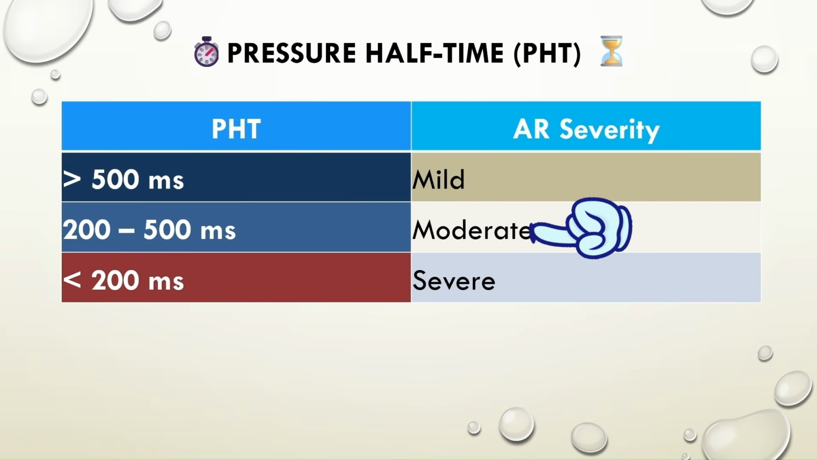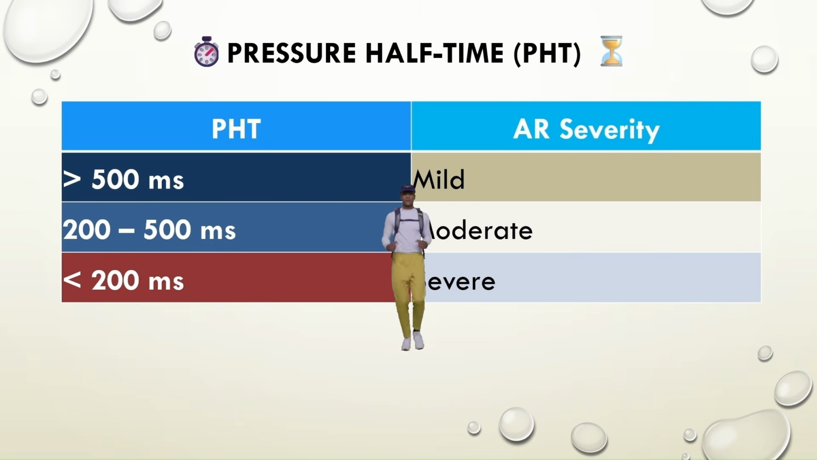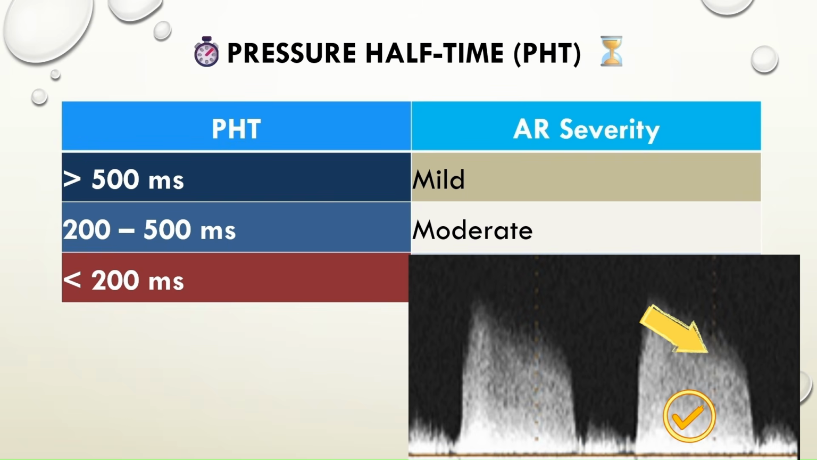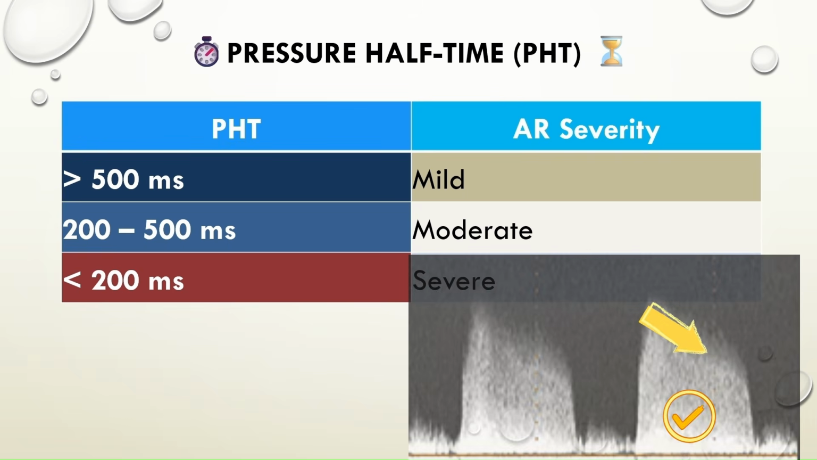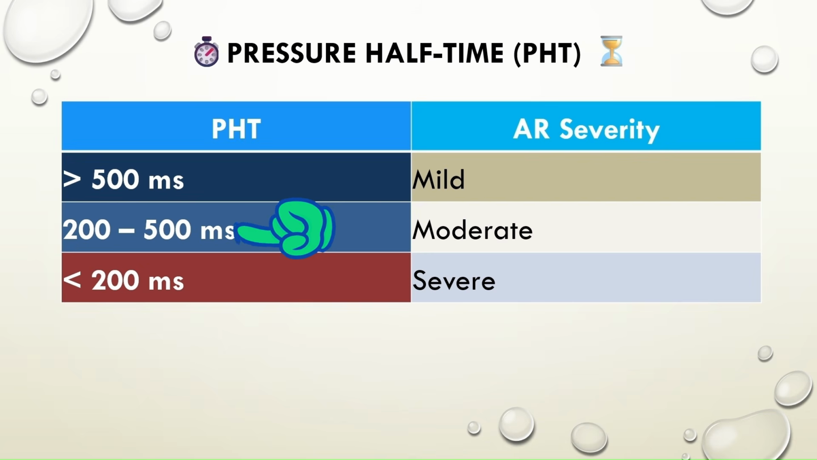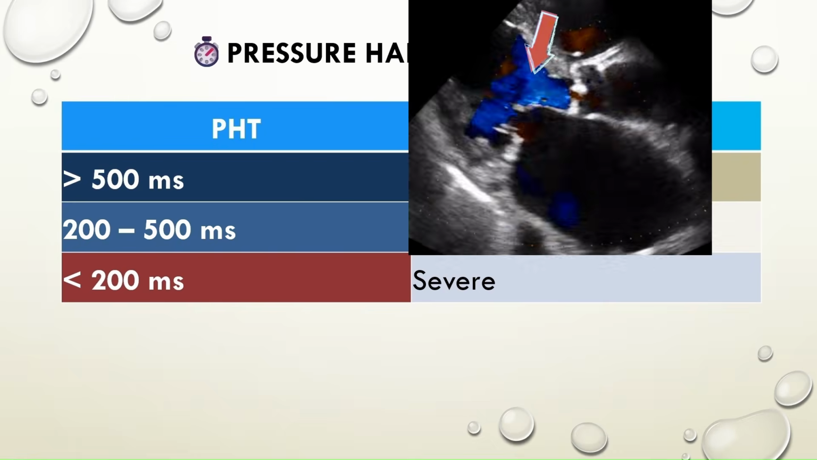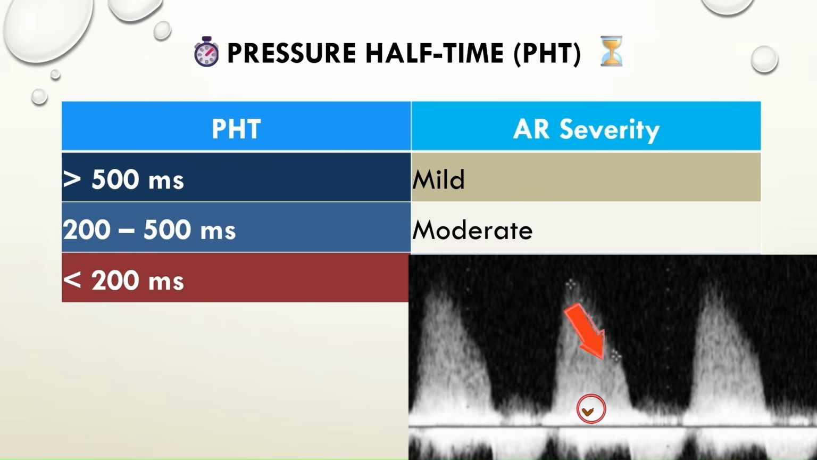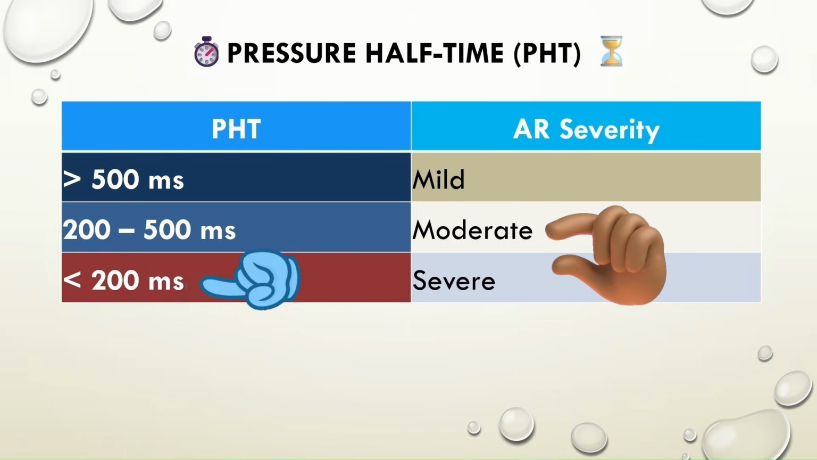When it comes to moderate aortic regurgitation, pressure equalization occurs at an intermediate rate. The deceleration slope is steeper than mild but not abrupt, with a pressure half-time usually between 200 and 500 milliseconds. For severe aortic regurgitation, pressure equalization occurs rapidly because of a large regurgitant orifice and a significant diastolic backflow. This results in a very steep deceleration slope and a short pressure half-time, typically less than 200 milliseconds.